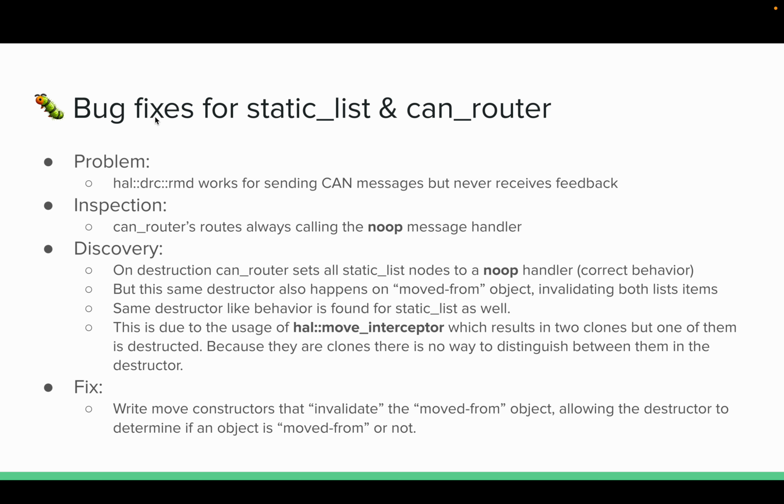So now, CanRouter works as intended, static list works as intended, the RMD class works as intended. New unit tests have been added for both of them. I think maybe just CanRouter, maybe both of them, in order to make sure that this problem doesn't happen again. And that's pretty much it. Any questions, comments, or concerns about what we just went over?